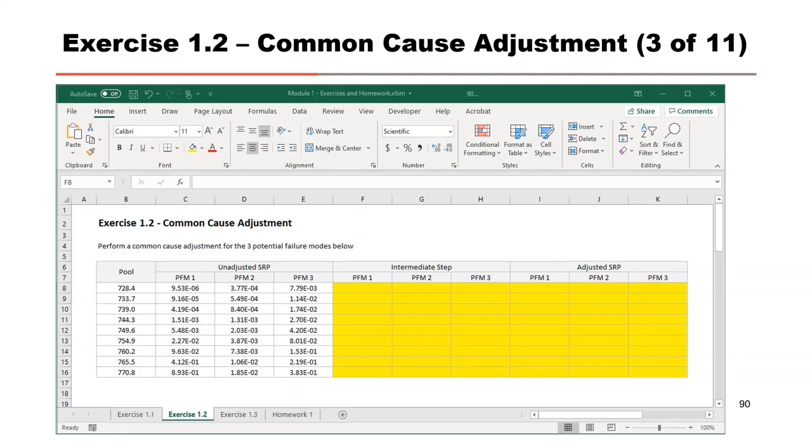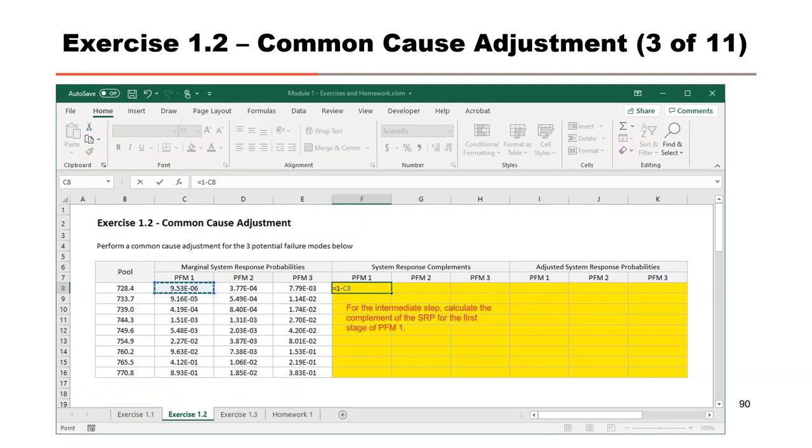Okay, let's work out this exercise. We are given the marginal system response probabilities for 3 potential failure modes, and we are asked to perform a common cause adjustment. First, we will perform an intermediate step and calculate the complement for each marginal probability by taking 1 minus the probability. So we take 1 minus cell C8.